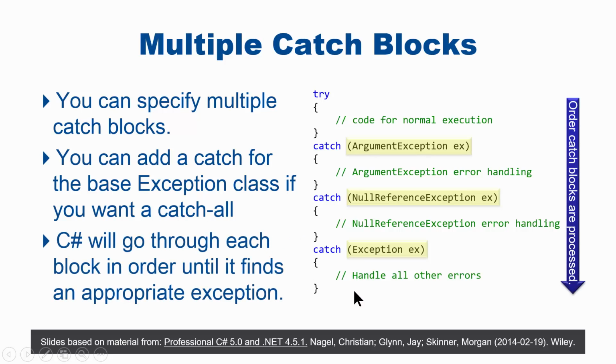C# will go through each block in order until it finds an appropriate exception. First it checks to see if it gets an argument exception, then a null reference exception in this case, and then finally everything else would be caught in this generic exception block. If you didn't have this generic exception, it would throw the exception up through the function call stack, possibly getting to the top and displaying the unhandled exception message. So if you catch specific exceptions, realize that if it's not one of those, the exception may get thrown out of this function and be thrown up to a function higher up in the hierarchy.